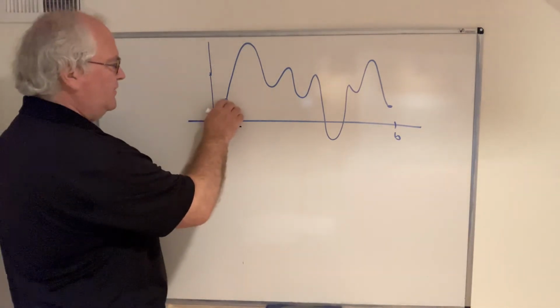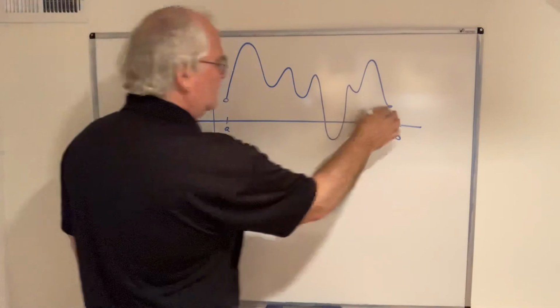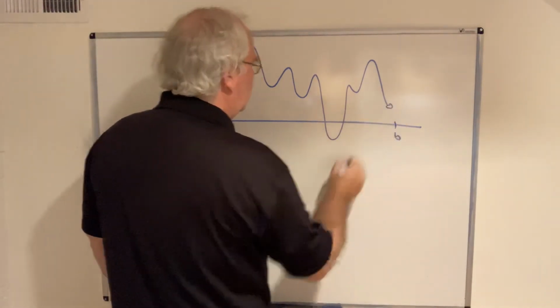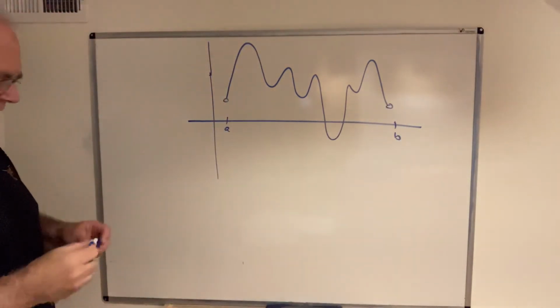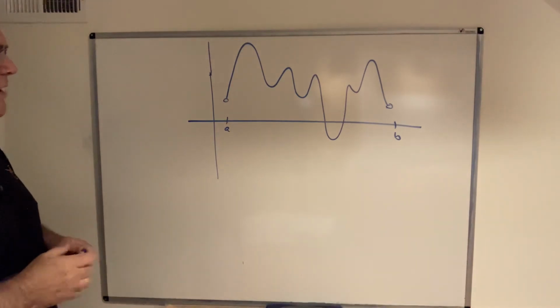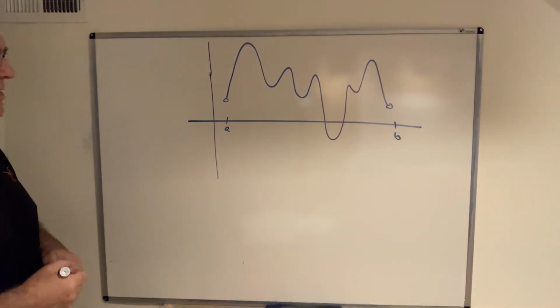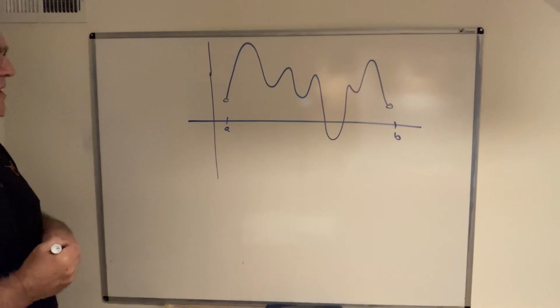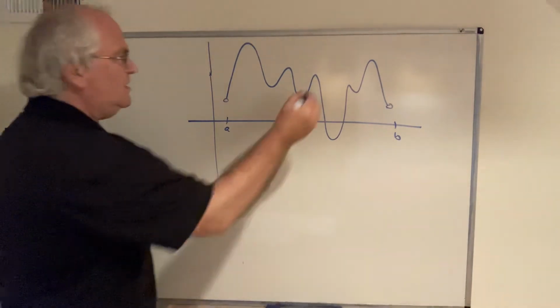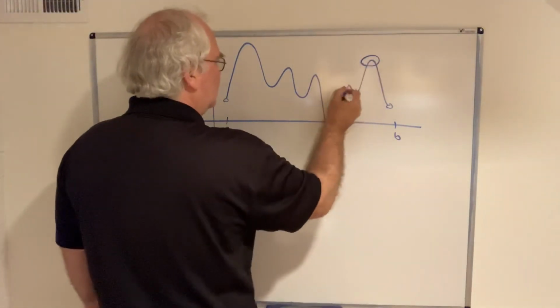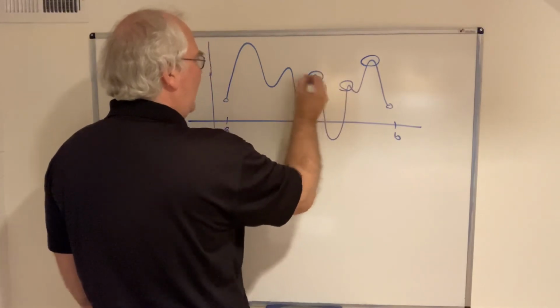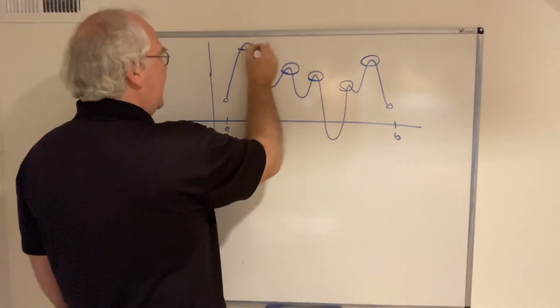Let's change my little definition here. Let's make this an open interval so my statement is now correct again. There are 1, 2, 3, 4, 5 relative maximum values. There are 1, 2, 3, 4 relative minimum values. Do you see all 5? Here's a relative max, relative max, relative max, relative max, and relative max.